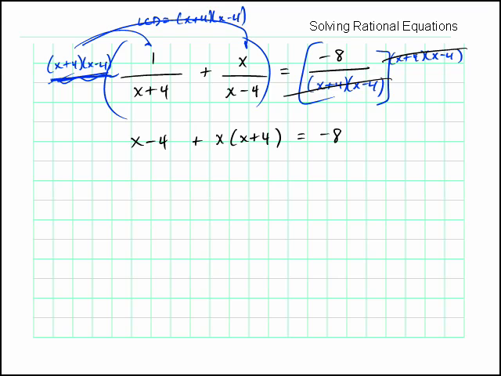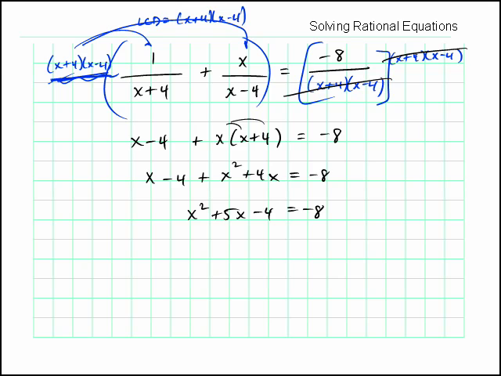Okay, I've eliminated all the fractions. Let's distribute this. I've got x squared plus 4x equals negative 8. Combine your like terms. Let's see, x squared plus 5x minus 4 equals negative 8. Okay. In this equation, I eliminated all the fractions, but I ended up with a quadratic. There's an x squared in here. And so to solve this, I'm going to resort back to what we learned in the previous chapter. I'm going to solve it by factoring.